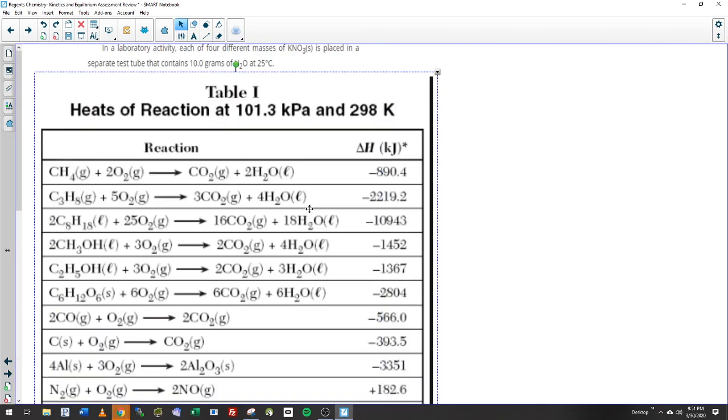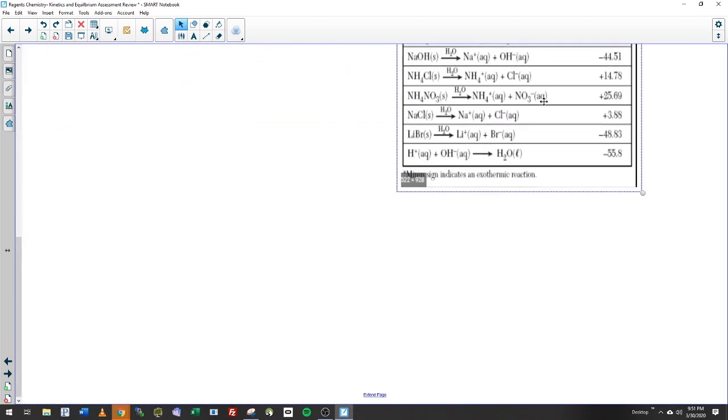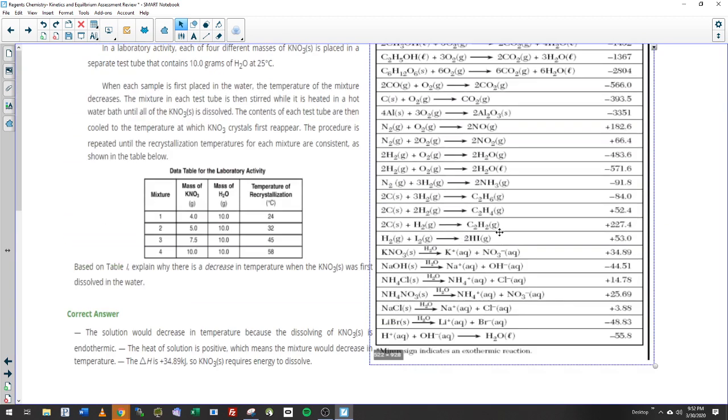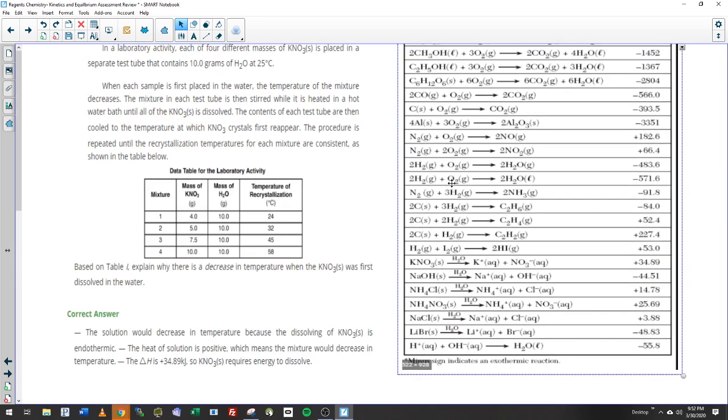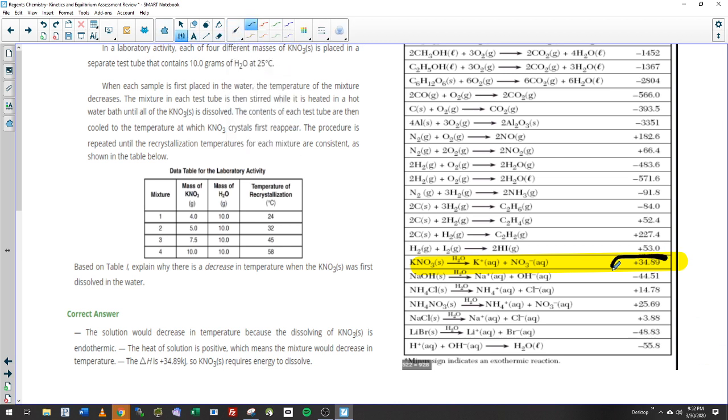Okay. They're telling you clear as day that this is reference table I. And what I recommend you would do here is find the equation that they're telling you about. They're telling you that this is KNO3 and it's dissolving. So if I'm a highlighter and I look for KNO3 dissolving, that's this guy right here. The value is a positive delta H, positive 34. If this is positive, that means it is endothermic.